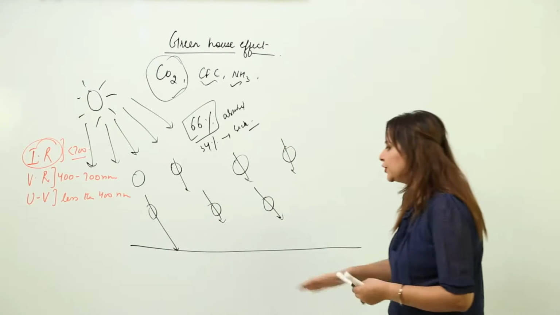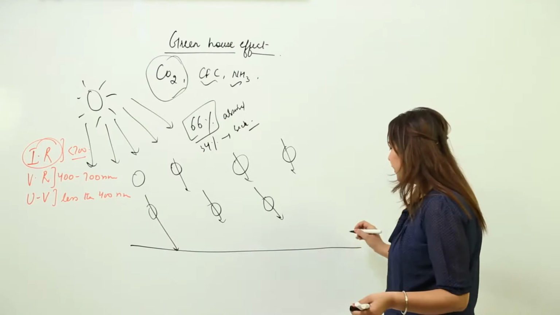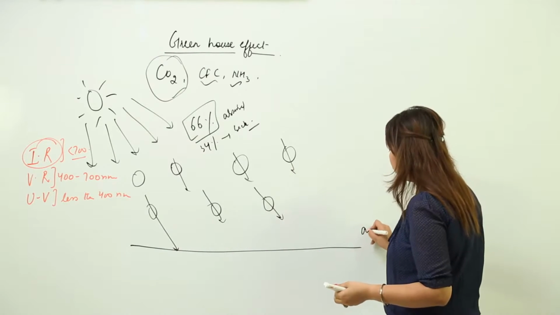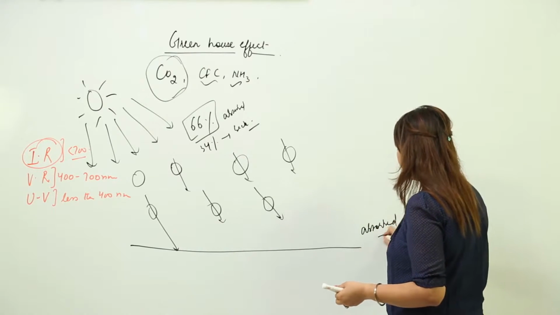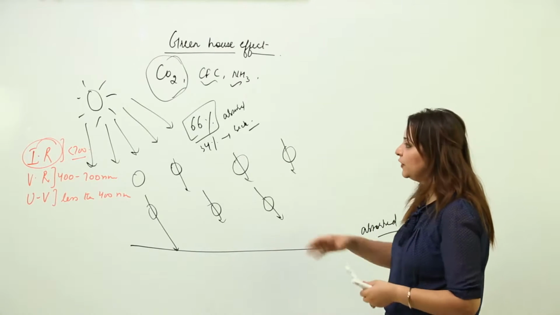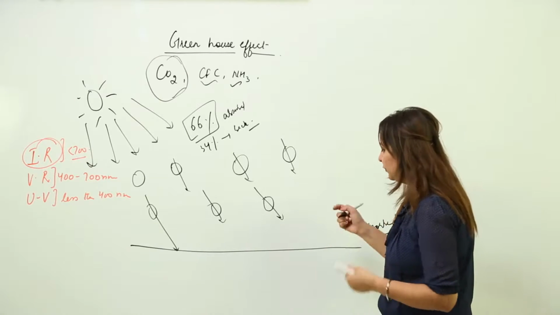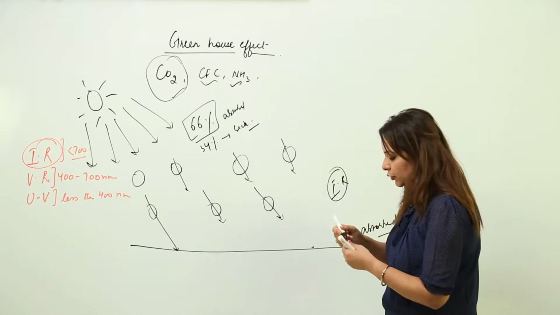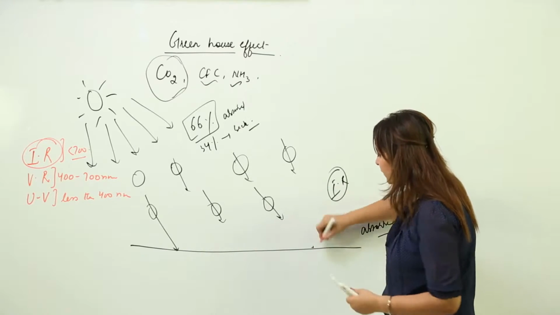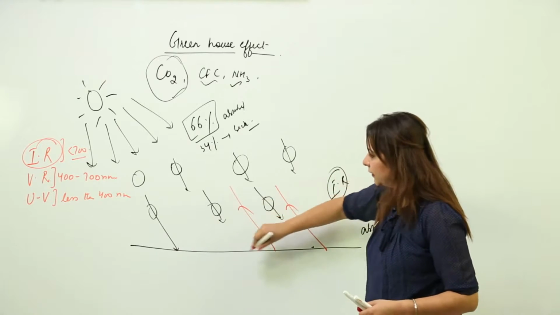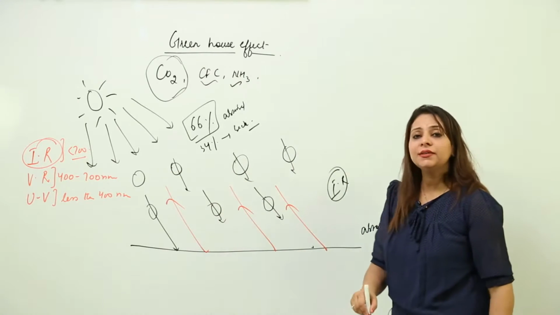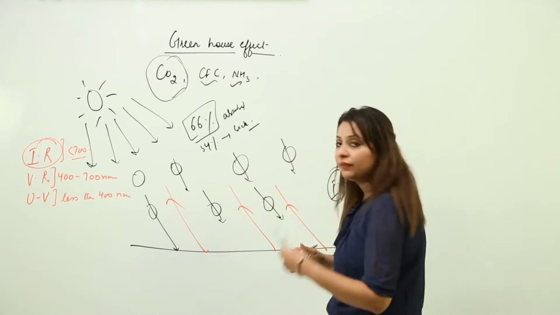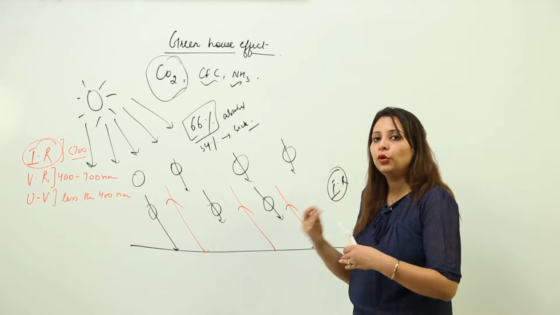When these radiations fall on the earth's surface, the UV and visible light get absorbed. The one with the larger wavelength, particularly the infrared, gets reflected back. I will draw it in red. When it gets reflected back, its wavelength increases again.